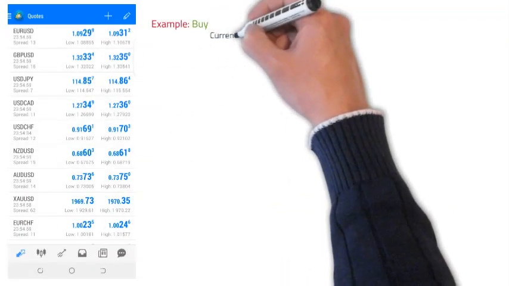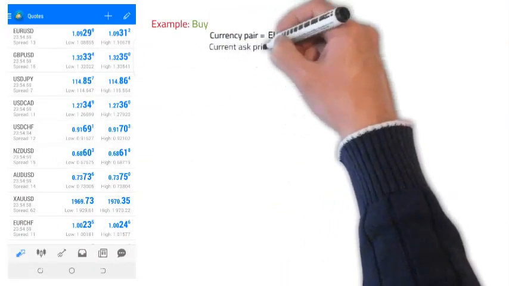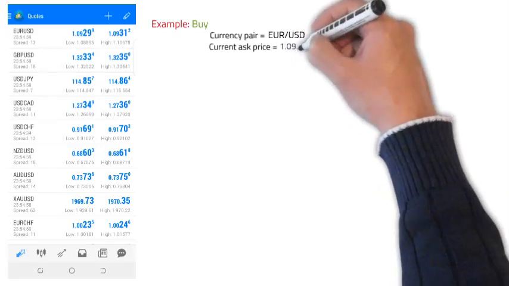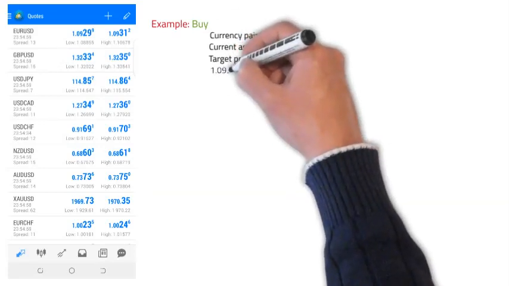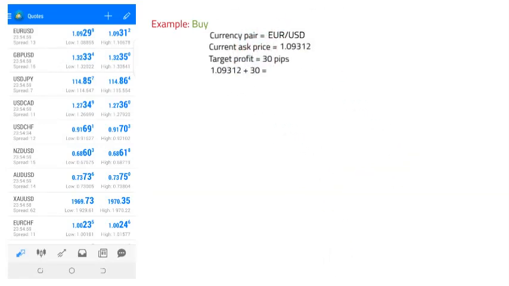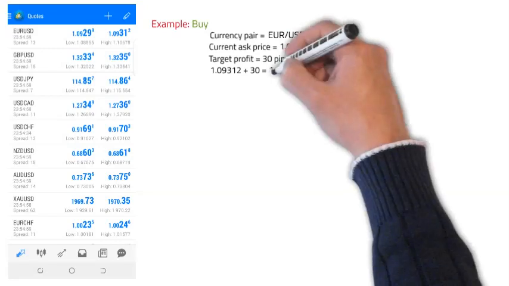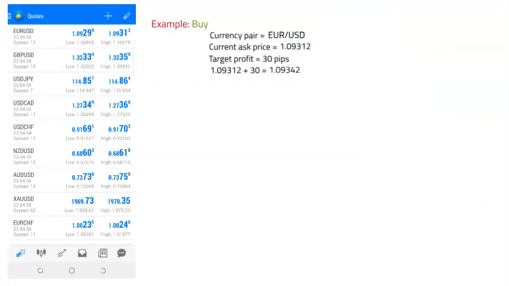Okay, assuming I want to buy EUR/USD at the current ask price of 1.09312 and I want to take profit of 30 pips, what I would just do is to add 30 pips to that former value of 1.09312 and I would have 1.09342. I hope you remember pips calculation. This is where you'll be using it. So my take profit for that trade will be 1.09342. Then I'll go into that take profit box space and type it in.